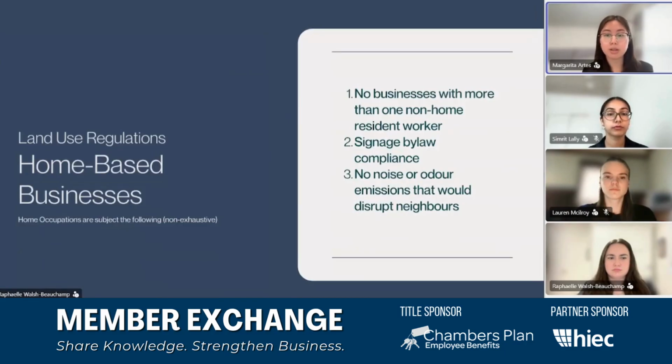Businesses that don't fall in the other designated areas and are instead operated through one's home have considerations including limiting the number of workers that do not reside in the home where the business is operating, and being mindful not to disrupt one's neighbors through excess noises or odors.